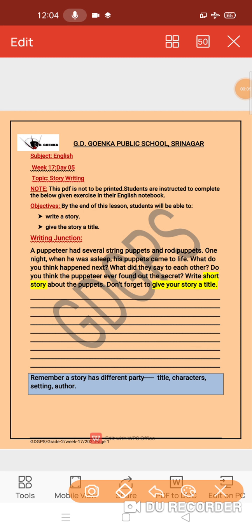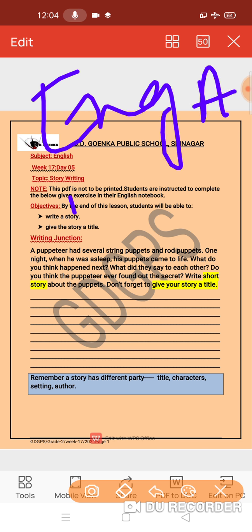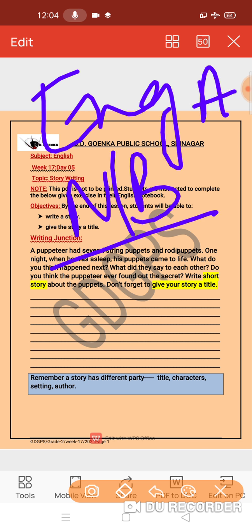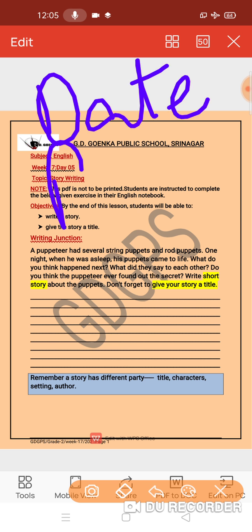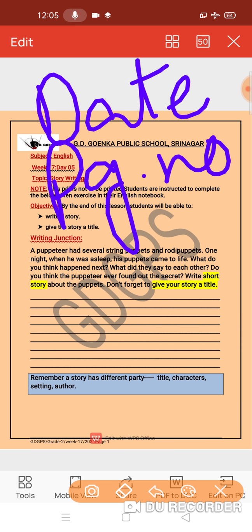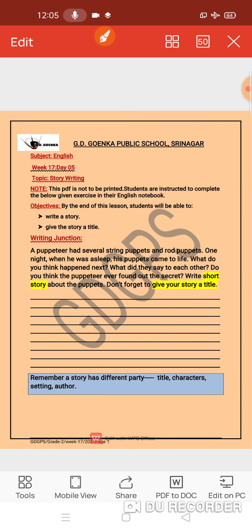In today's class, we are doing something interesting. We are doing story writing. What you have to do is write a story in your English A notebook. You have to mention the date on top and the page number, and please maintain your index. Now let's start and see what type of story you have to write.